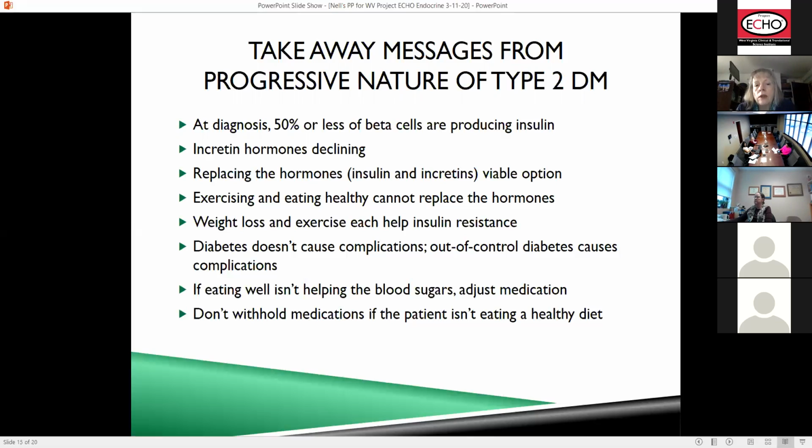And my last point is, don't withhold medications if the patient is not eating a healthy diet. And I put that in because I have called on a doctor who basically told me that he was not going to do anything for the patient as far as putting them on anything without the patient showing them that they could eat right and exercise right. And I said, have you seen the guidelines about when to do what? And he said no. So before I left, he had a copy. Next slide, please.